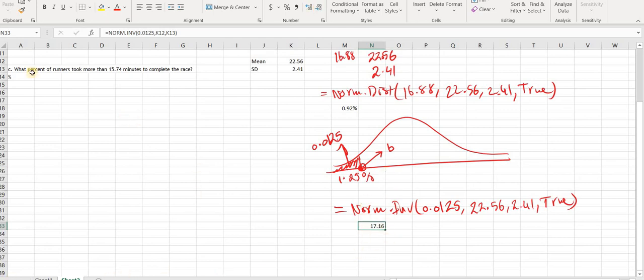Okay, and the last part, what percent of runners took more than 15.74? So again, we're asking about percentage. That means we're asking about the area. And since it's more than 15.74, that means it's the area to the right of 15.74. So here is the curve.